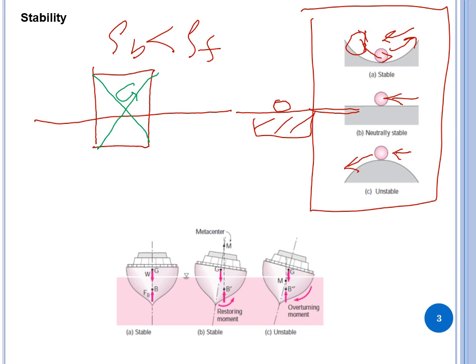Now part of this solid object is submerged in a fluid, and it makes a rectangle as well. So I try to find out the center of this. So this is the center, and this center is the center of buoyancy. Now if the center of buoyancy and the centroid are in line, the system is known as stable.